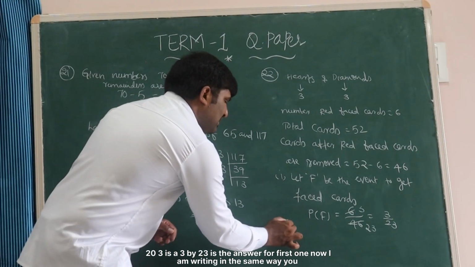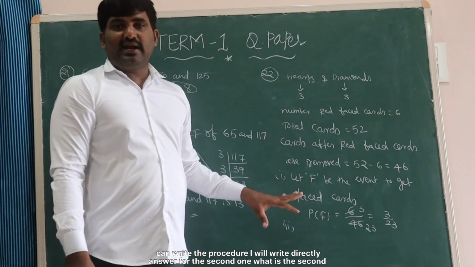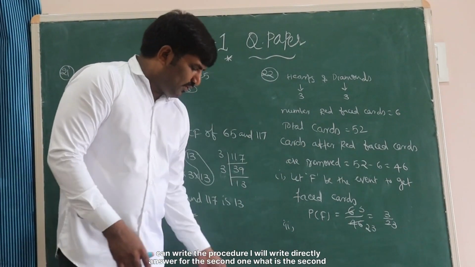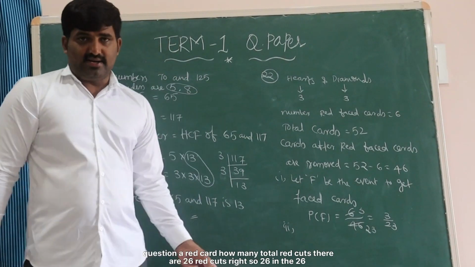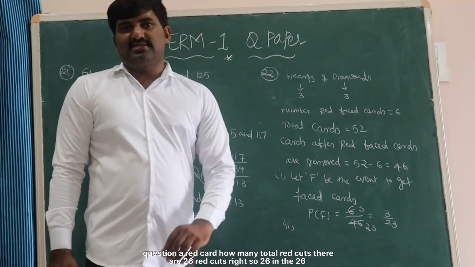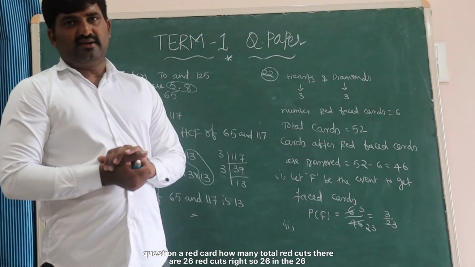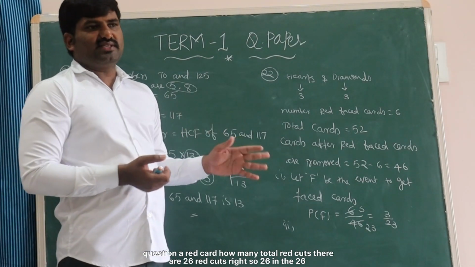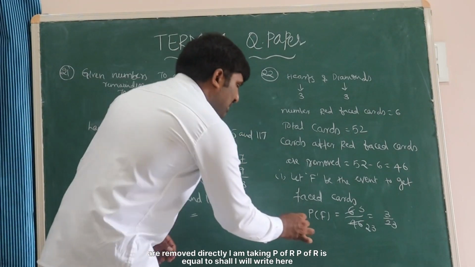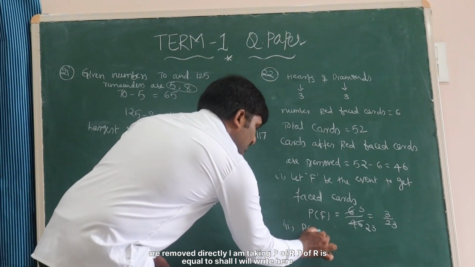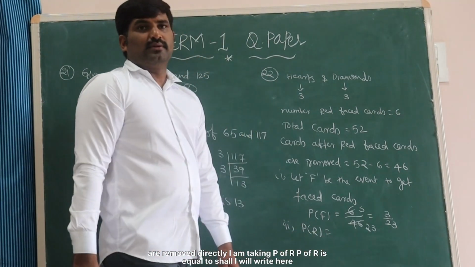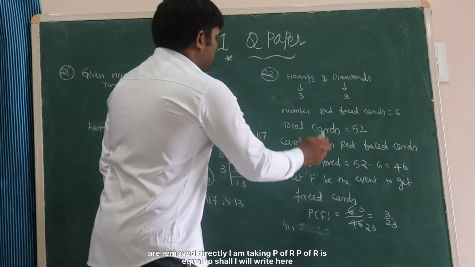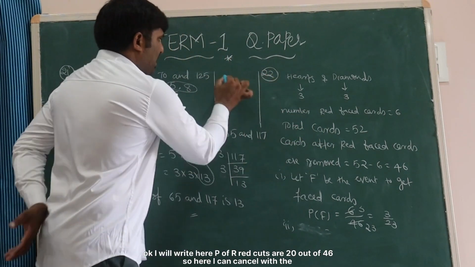Now I am writing in the same way. You can write the procedure. I will write the answer directly for the second one. What is the second question? A red card. How many total red cards? There are 26 red cards, right? So in that 26, 6 cards are removed. Directly I am taking P of R. P of R is equal to, I will write here.